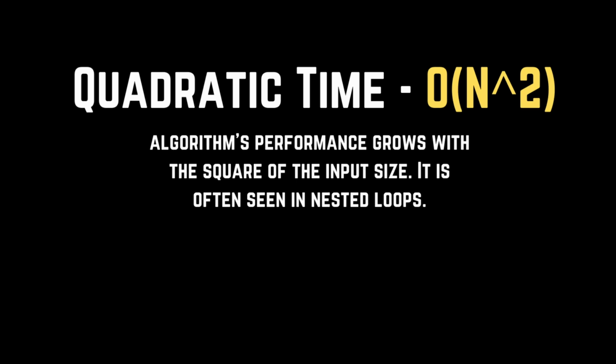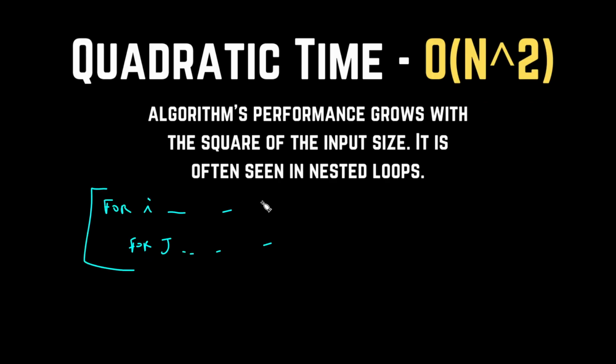Another time complexity which you might encounter when solving a problem is quadratic time complexity. In this case, the performance grows with the square of the input size, and this is often seen in nested loops. Let's say you have a matrix and you have a for loop, and then you have another nested loop here. The time complexity of an algorithm that has a nested for loop is big O of n squared. It's not ideal. As you can see, the time complexity grows quickly.